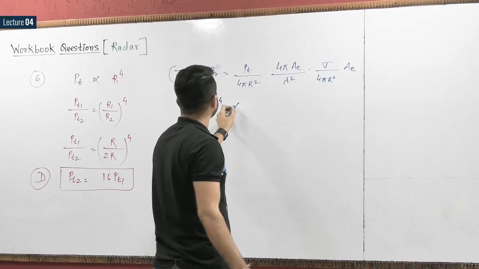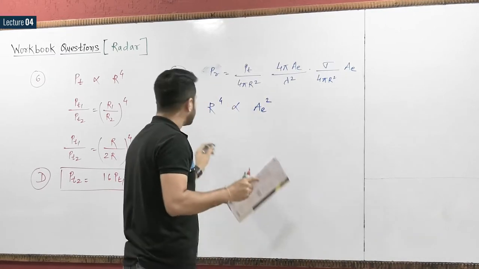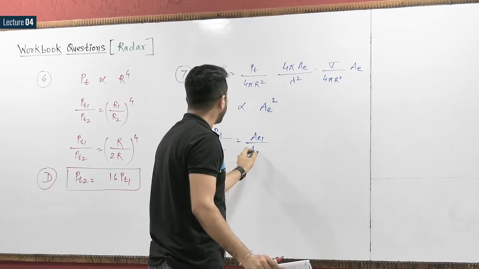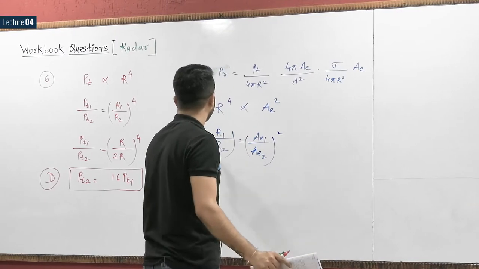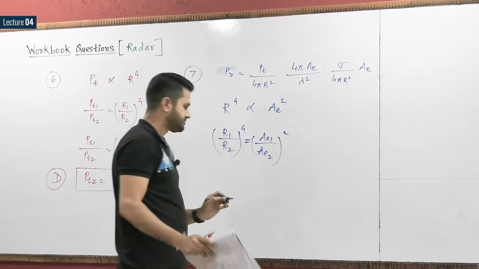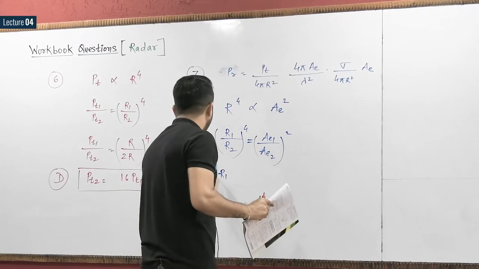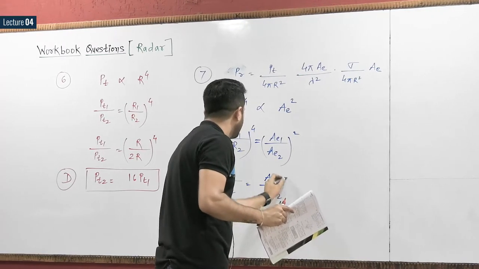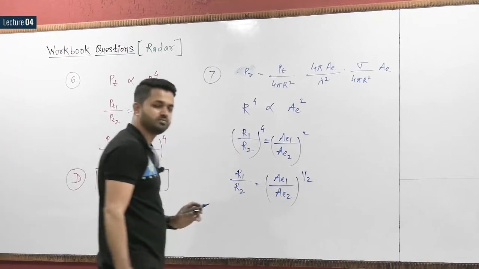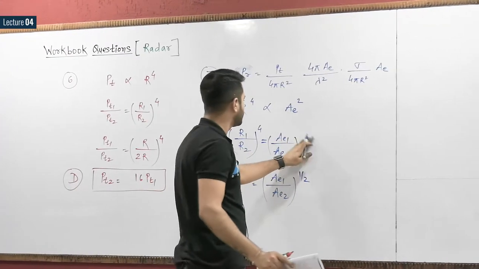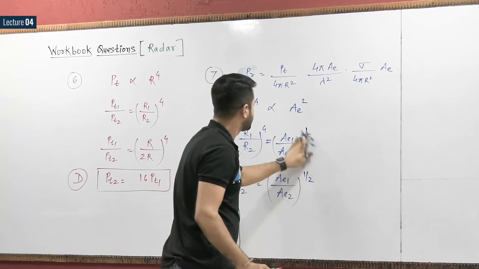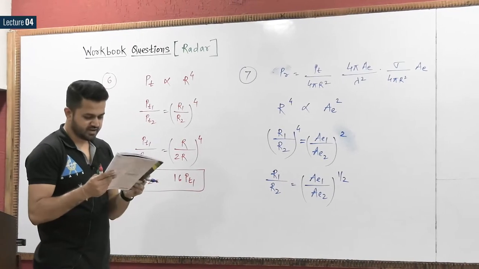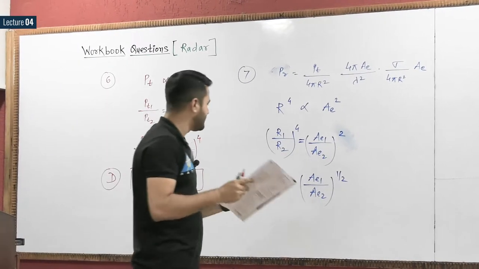So R to the power 4 is directly proportional to Ae square. So R1 divided by R2 is equal to (Ae1 divided by Ae2) whole square and divided whole to the power 4. So we can write R1 by R2 is equal to (Ae1 divided by Ae2) to the power 1 by 2. That is very simple. This is a square. If I divide it by 4, I will get 1 by 2. Okay. Now we are doubling the effective aperture area.